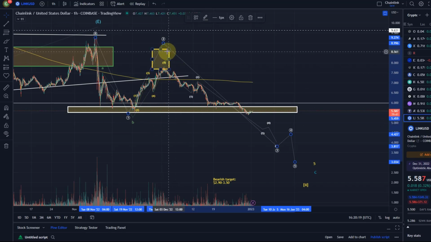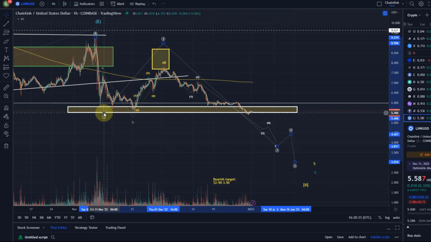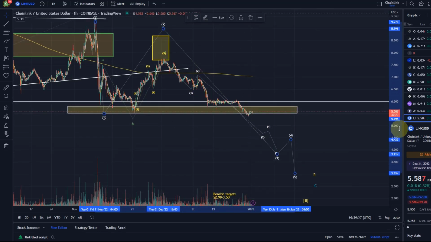I can count the wave 1 as it is. A, B, C, 2 up. And then here also A, B, and we're now only starting the C wave down maybe. So I need a bit more data to confirm that. I don't just want to change the count here. It would explain why the move down here is a bit choppy.